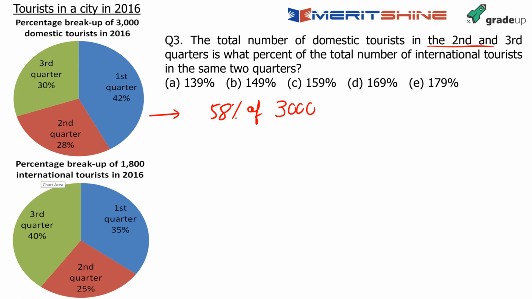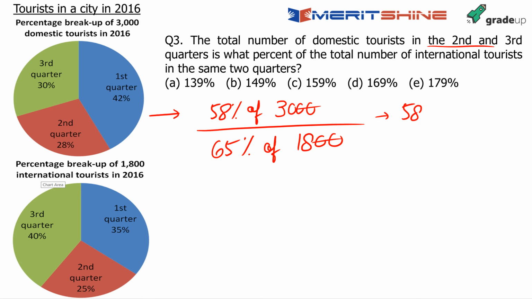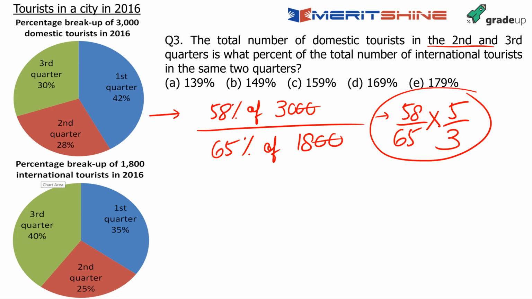International second, third is 65. All right, 149 and 149. I'll just show you the calculation. This becomes 58 by 65, and two how much is this? This is 5 by 3. Fine. Another thing, I know that all of you would get the correct answer here.